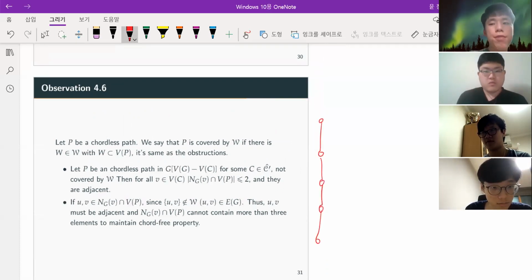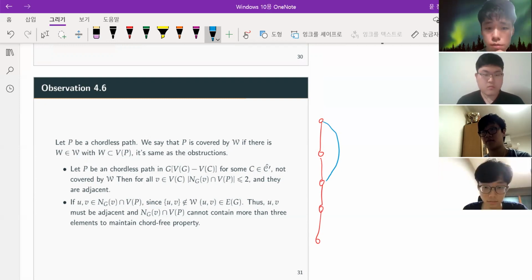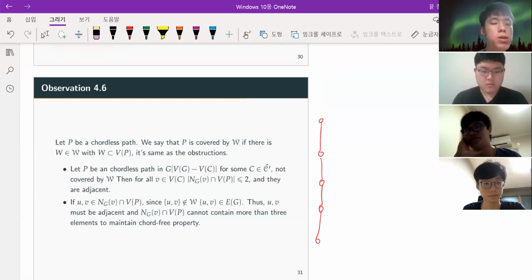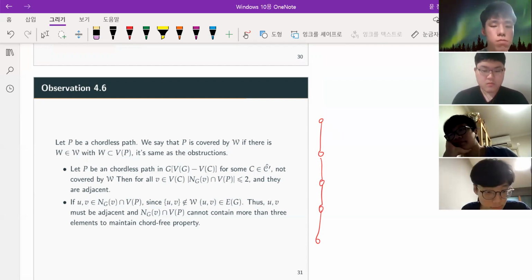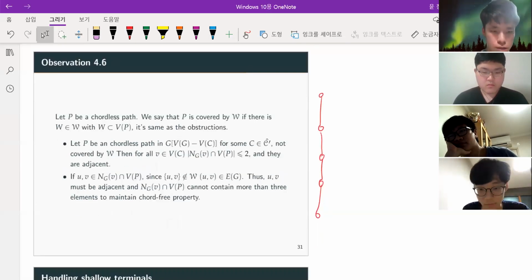A path is called chordless if there is no chord. Chord was previously defined for cycles, but the path has an analogous definition. And we say P is covered by W if there is a subset of VP which belongs to the family W. It is just the same as the obstruction case.